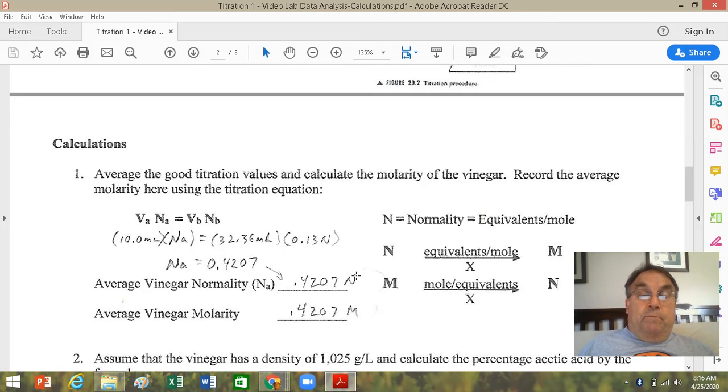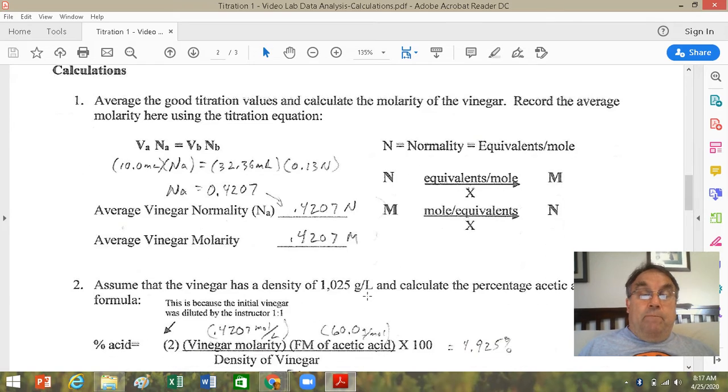We get 0.4207 normal. Now, since the acetic acid is a monoprotic acid, meaning it only has one ionizable hydrogen, a single proton to donate, the multiplier here will be 1 when we go from normality to molarity. So 0.4207 times 1 gives us 0.4207. So that's our molar concentration of vinegar.